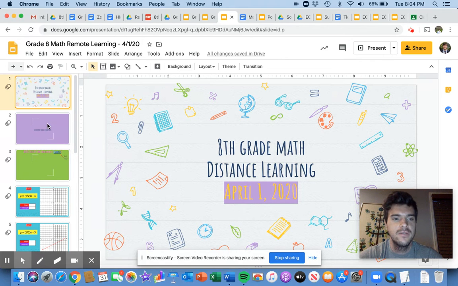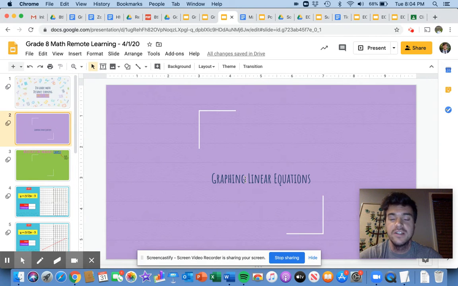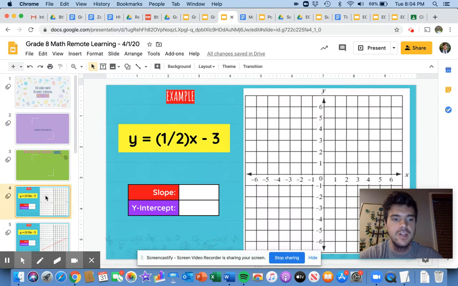So the topic for today, I'm clicking on the slides, is just about graphing lines, so graphing linear equations. Looking at this example problem right here on this slide, we have y equals 1/2 x minus 3. So we need to know two things, right, to be able to graph a line. We need to know the slope and we need to know the y-intercept.